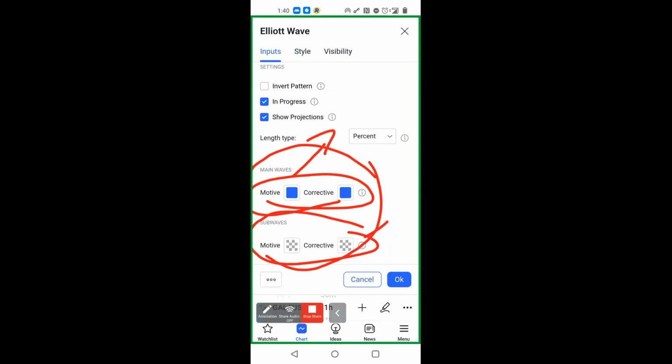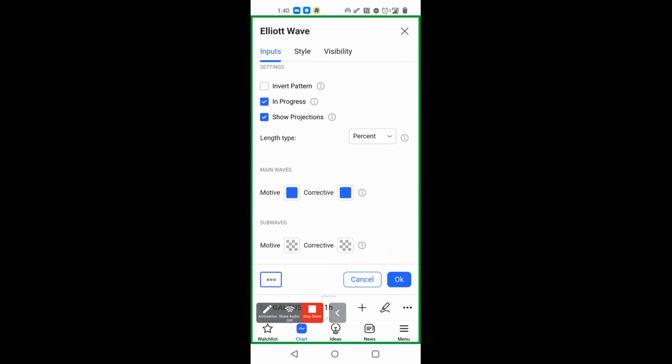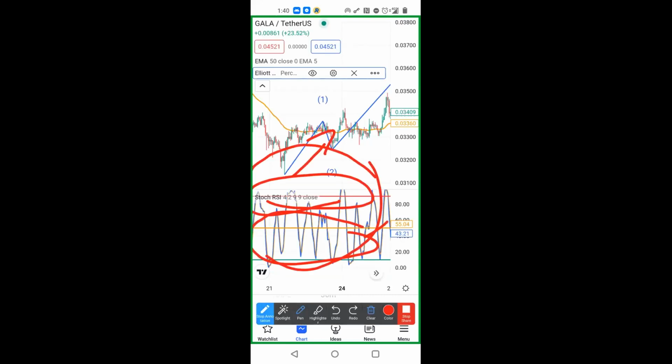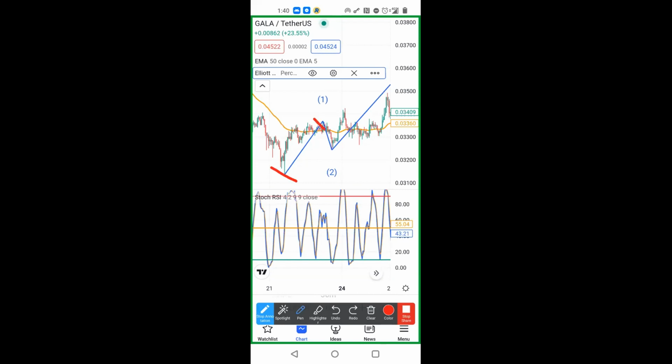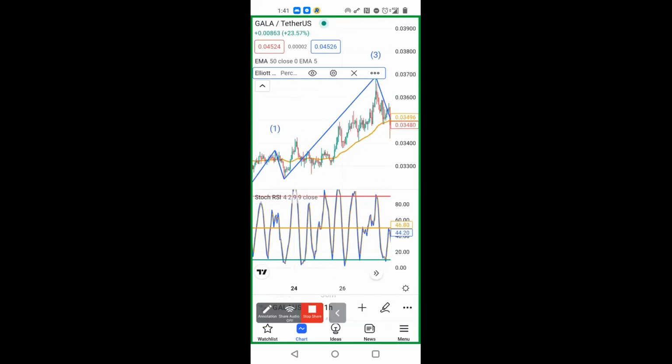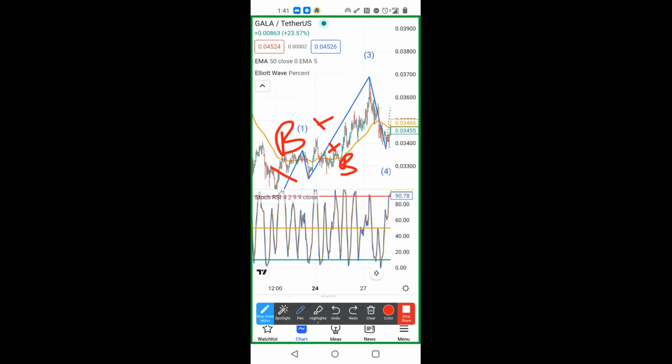What are the main waves? Let's save as default and go in. There's main wave 1, which starts from here to here, and it is bullish. There is main wave 2, which starts from where 1 ends to 2, and it's bearish. There is main wave 3, which starts from 2 to where 3 ends, and it is bullish. From here to here, it is bullish.